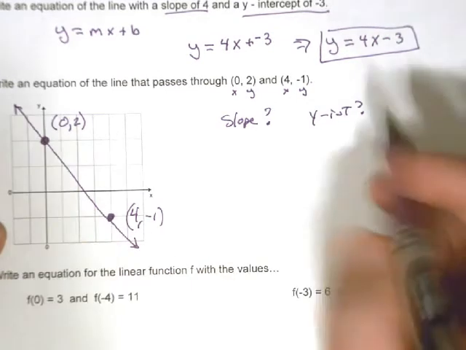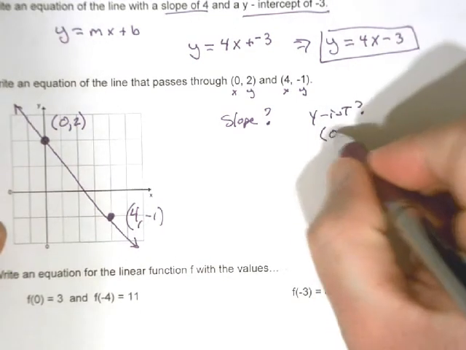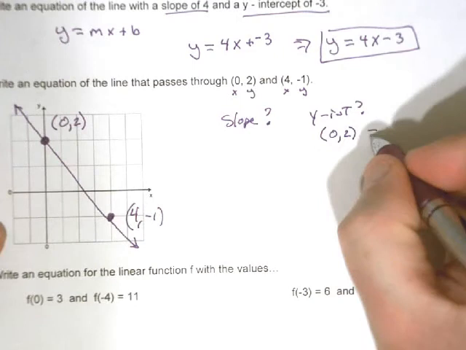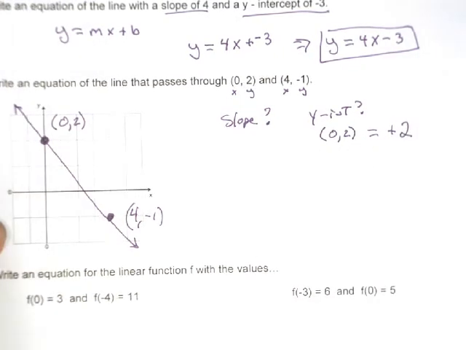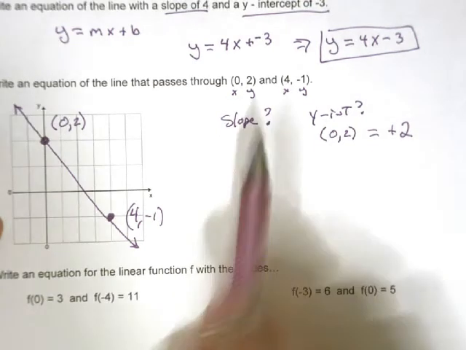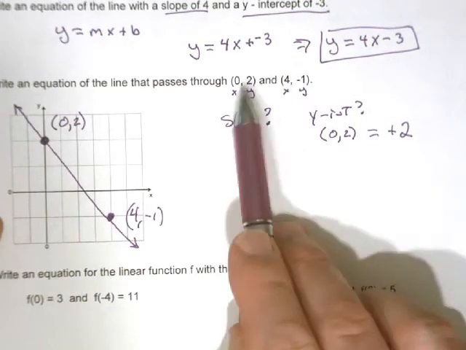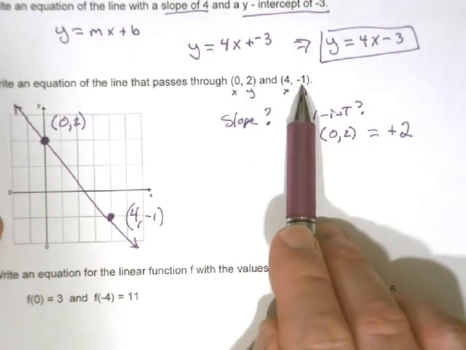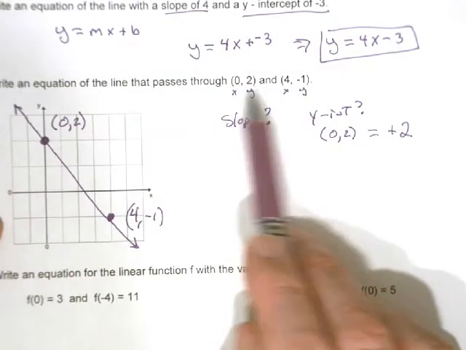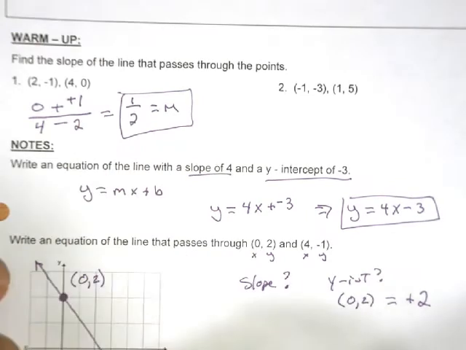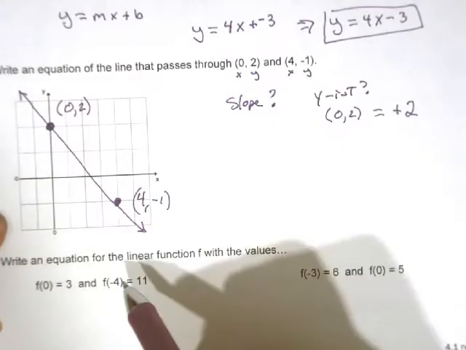That's where it crosses the y-intercept. So my y-intercept is (0, 2), which we will just use as a +2. So my y-intercept information is already there. The slope, we can use our slope formula on these points, like we just did up here in our warm-ups. That's one way to do it. So again, we've already practiced that. I just want to show you a different way.